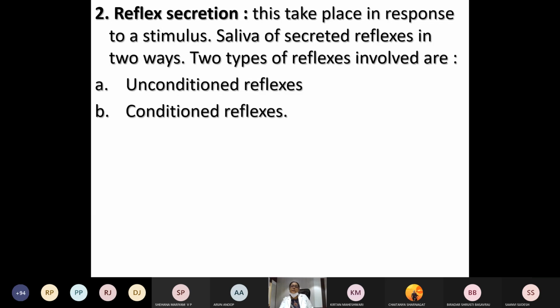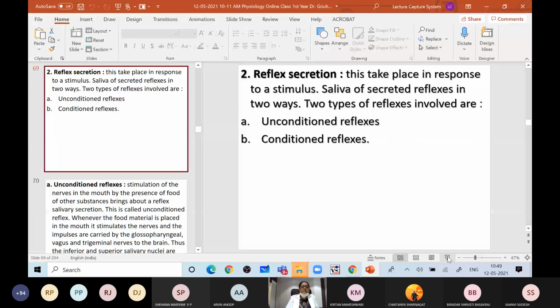Reflex secretion. This takes place in response to a stimulus. Saliva is secreted by reflex in two ways. Two types of reflexes are involved: unconditioned reflex and conditioned reflex. I will take these conditioned and unconditioned reflexes tomorrow.